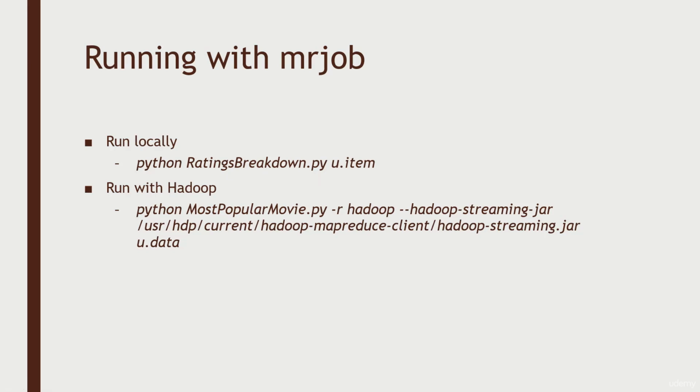So instead of actually developing on your Hadoop cluster and using Nano, you can develop on your desktop using a nice text editor or whatever development environment you're used to, Anaconda or Canopy or something like that. And to do that, you would just type in python from the command line, and then the script file name, and then the input file, and that's it. And that will just run it locally.